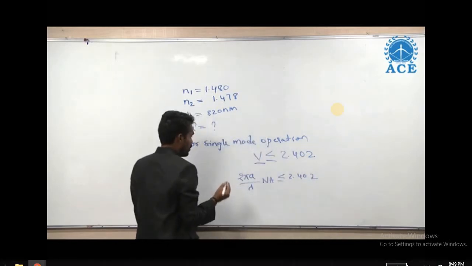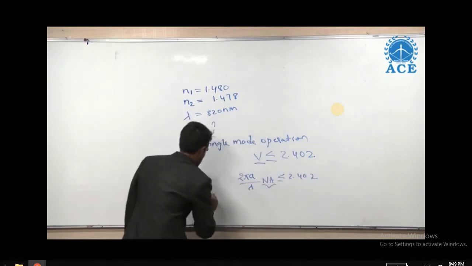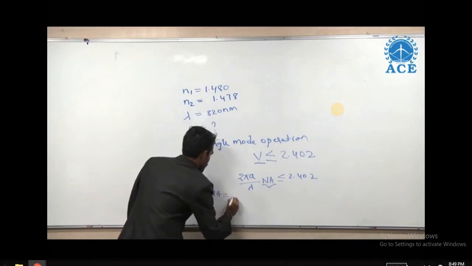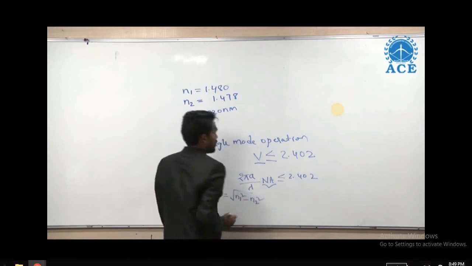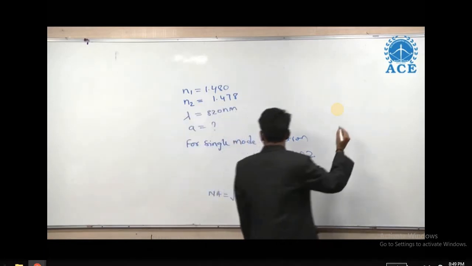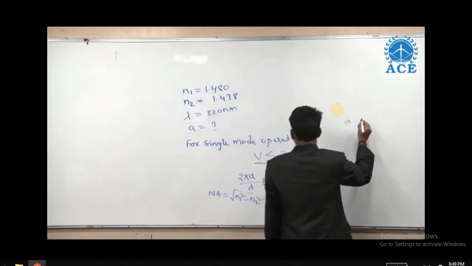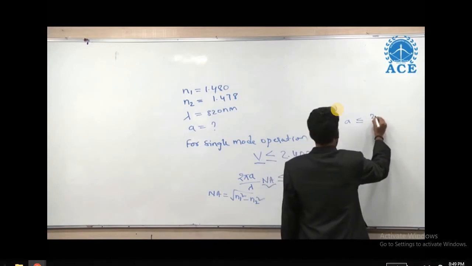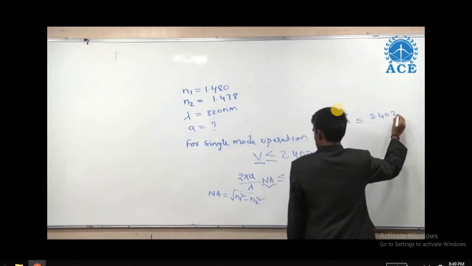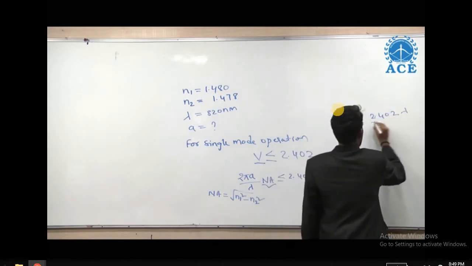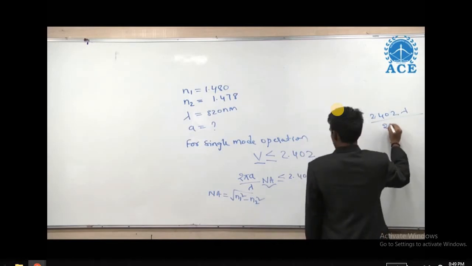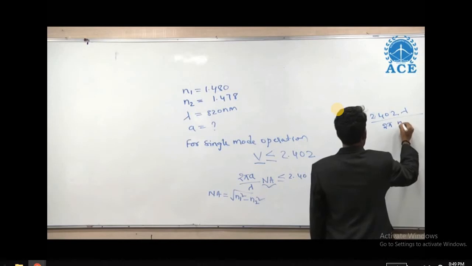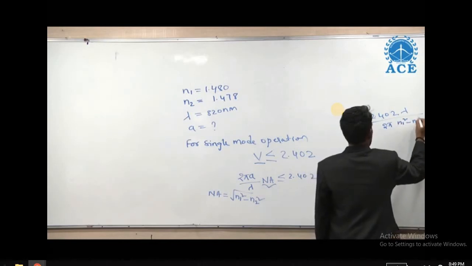So we know that numerical aperture is the square root of n1 square minus n2 square. From this we need to find out a. So here a should be less than or equal to 2.402 into lambda by 2 pi into the numerical aperture, which is the square root of n1 square minus n2 square.